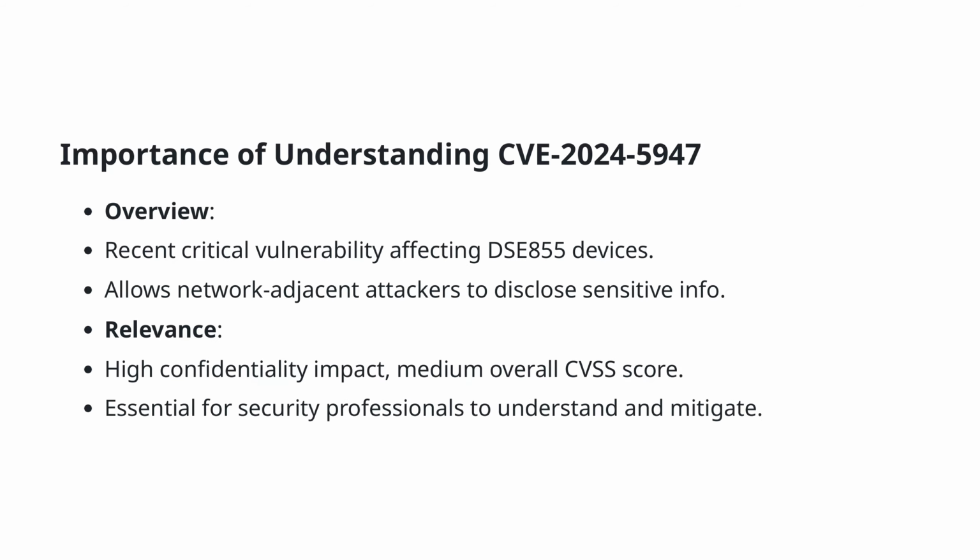The importance of understanding CVE-2024-5947 cannot be overstated, especially considering the critical nature of this vulnerability affecting DSE855 devices. This security flaw allows network-adjacent attackers to disclose sensitive information, which poses a significant risk. In terms of relevance, the impact on confidentiality is high. While the overall CVSS score is medium at 6.5, the potential damage makes it crucial for security professionals to fully comprehend and effectively mitigate this vulnerability.